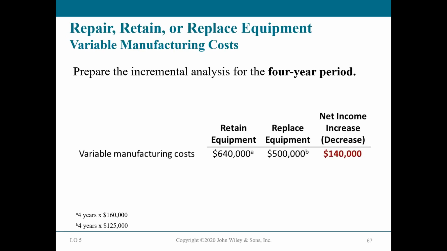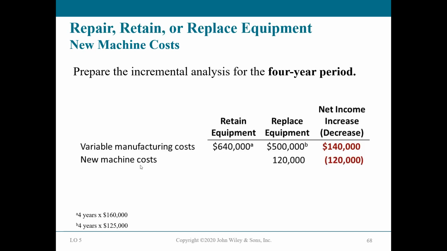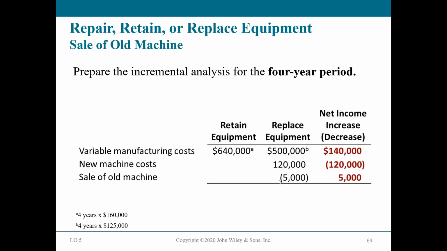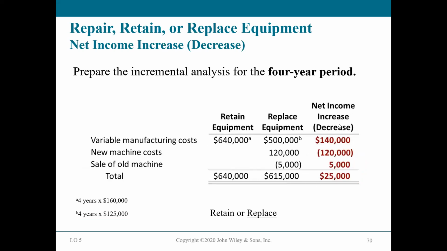So our variable manufacturing cost, if we keep the equipment, would be 4 years at 160 versus replacing equipment would be 4 years at 125. Our new machine costs nothing if we keep the current one, 120 if we replace it. Sale of the old machine would generate $5,000. In this situation, our net income would increase by $25,000. So therefore, we should replace the equipment.